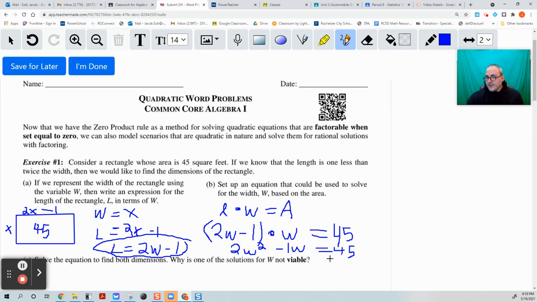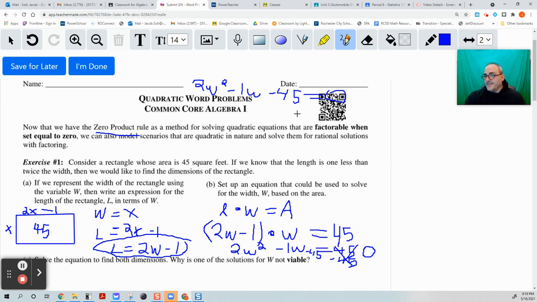I am going to subtract 45 from both sides of this equation, because if I subtract 45 on both sides, this becomes 0. And now I can use the zero product law. Remember that? The zero product law to solve for this quadratic. Let me try to write up here. 2w squared minus 1w minus 45 equals 0.